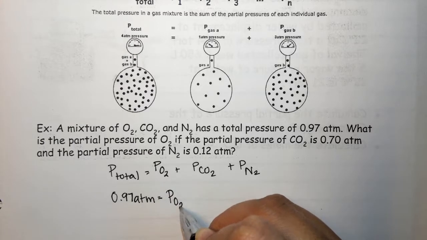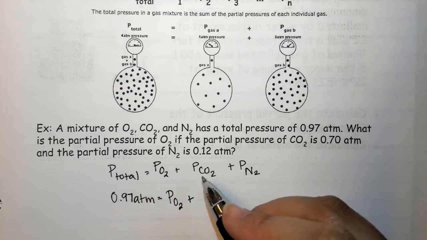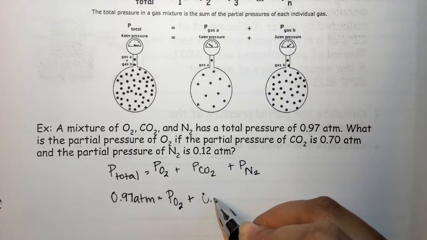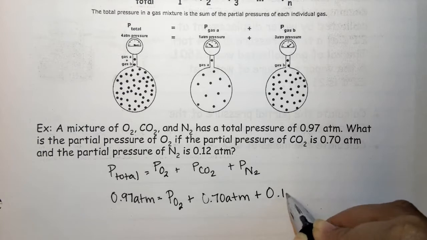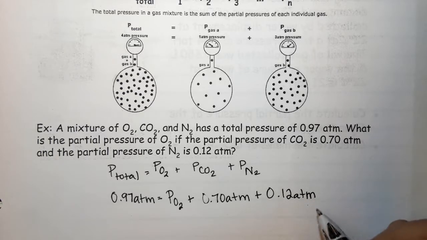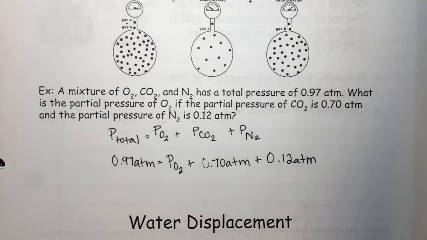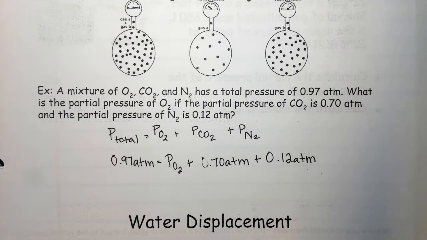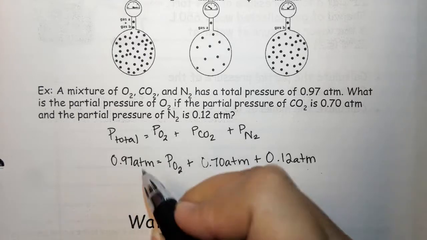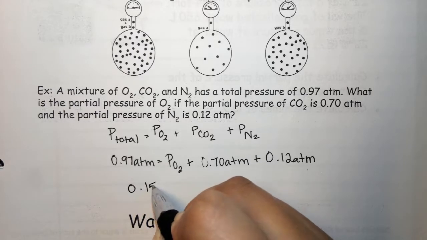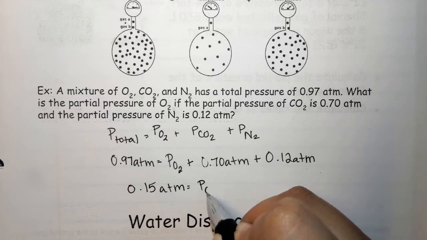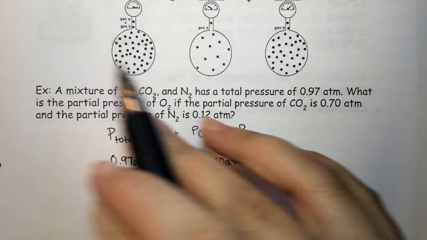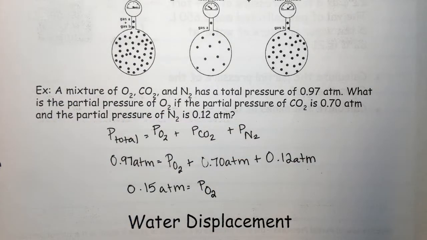So we're looking for the pressure of O2, if the partial pressure of CO2 is 0.70 atmospheres and 0.12 atmospheres for nitrogen's partial pressure. To isolate the pressure of oxygen by itself, we are just going to subtract 0.7 and 0.12 from each side. And so we will find that it's 0.15 atmospheres. And that's the pressure for just oxygen within our container and our gas mixture.